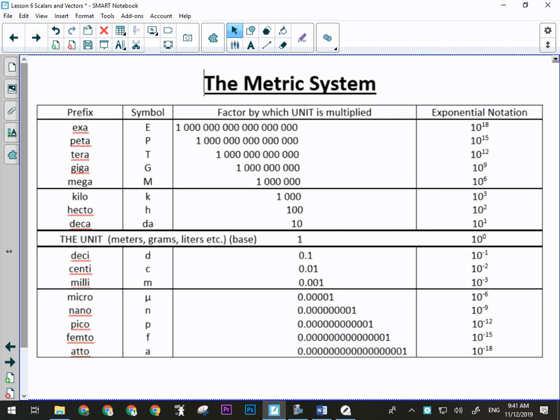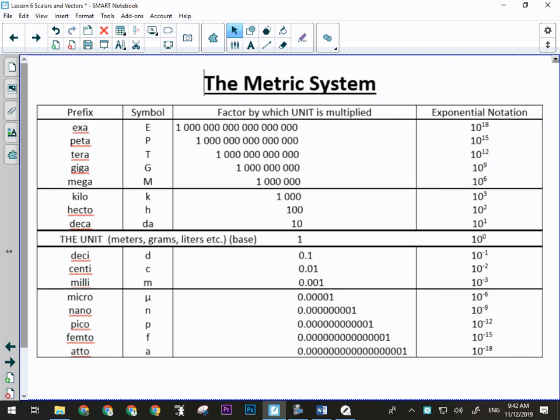Those base units measure certain things, like meters measure distance, grams measure mass, liters measure volume. But this can be applied to basically anything. We even apply it to memory on computers. The base unit of memory on computers is a byte.